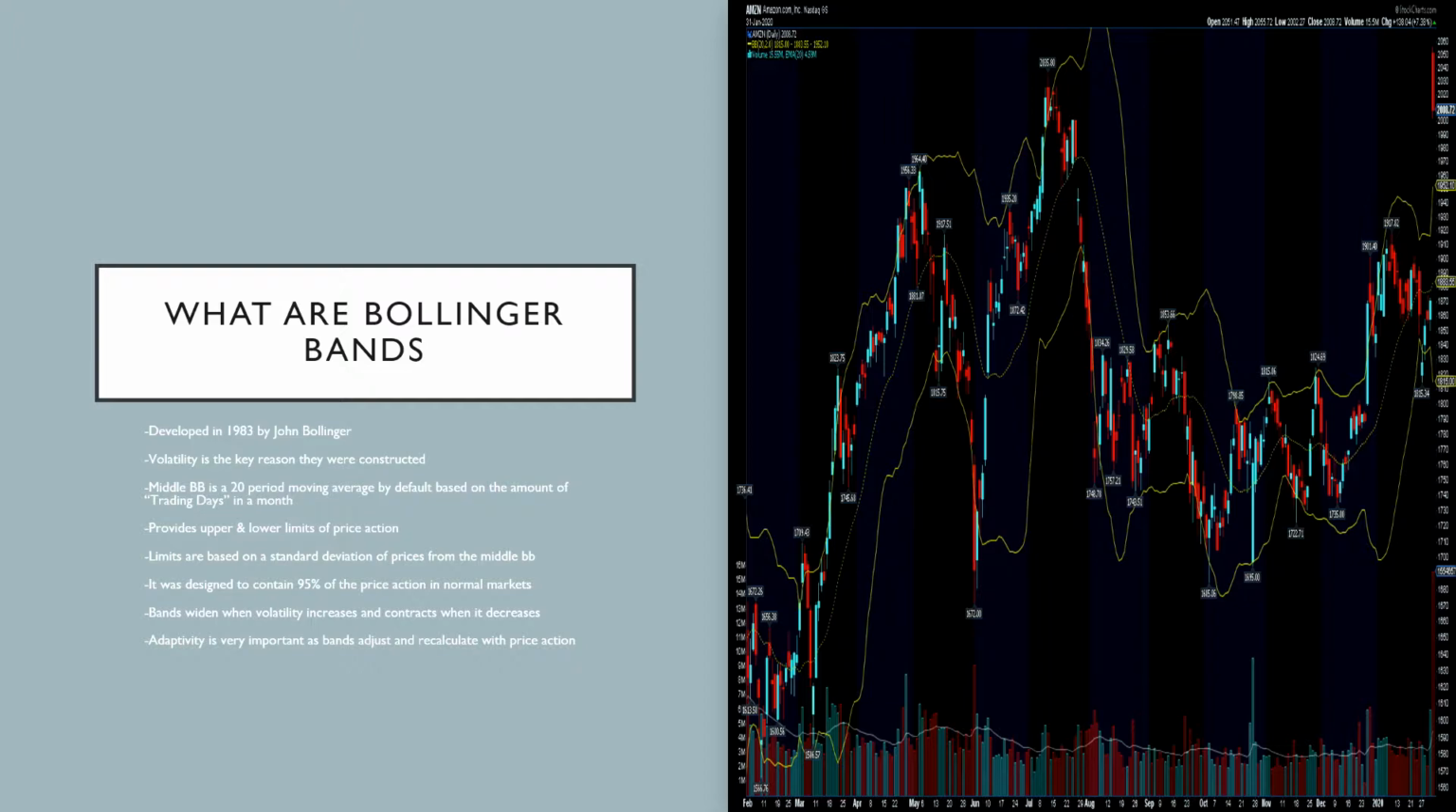Now, it provides the upper and lower limits of price action. Limits are based on a standard deviation of prices from the middle Bollinger Band. It was designed to contain 95% of the price action in normal markets. Keyword: normal. Bands widen when volatility increases and contract when it decreases. Adaptivity is very important as bands adjust and recalculate with the price action.